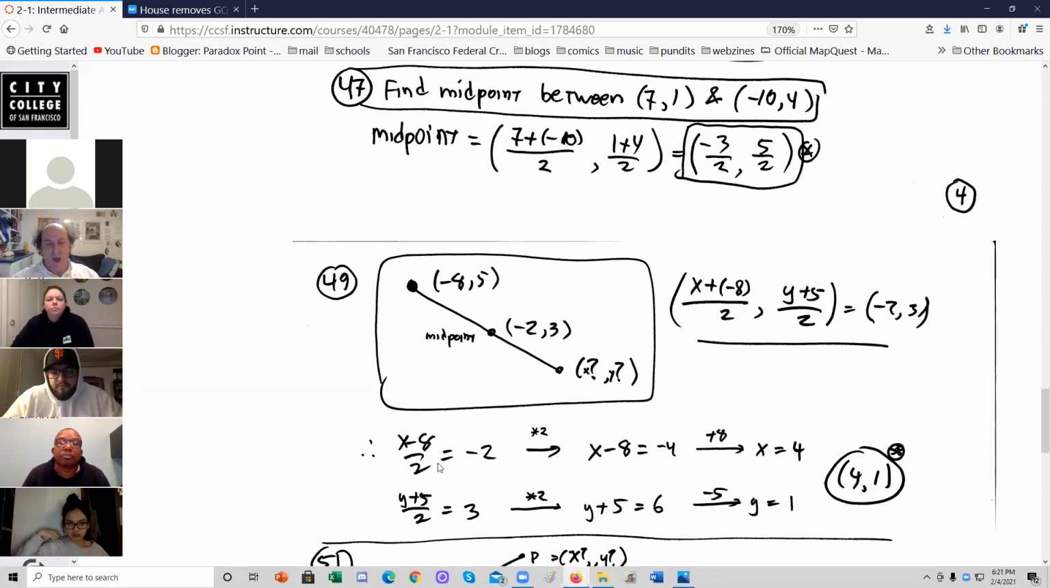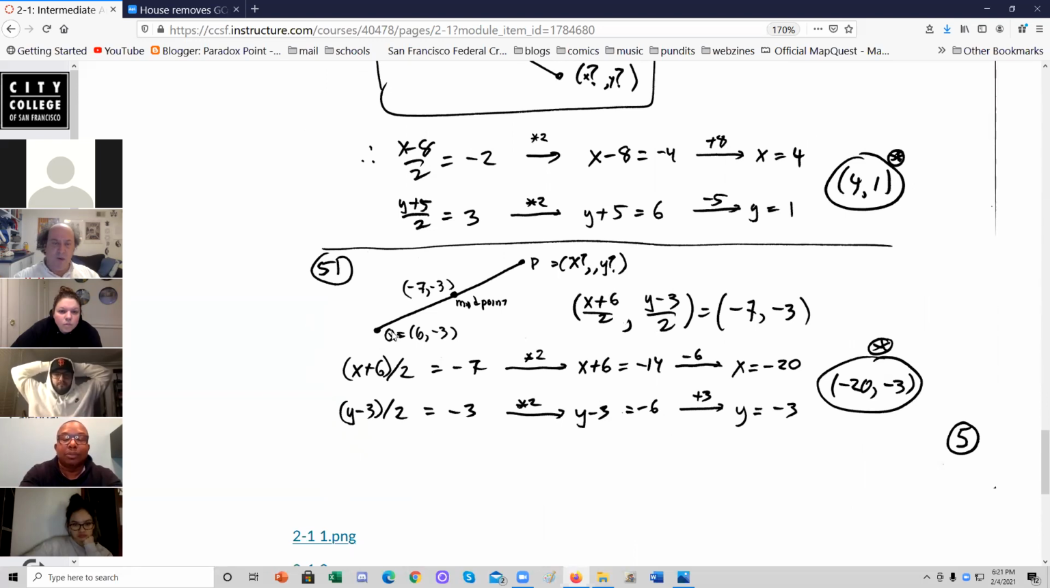All right, so here we go. We solve it. In each case, we multiply by 2 to transpose the 2. This becomes x minus 8 equals negative 4. This becomes y plus 5 equals 6. For this one, we add 8 to both sides and get x equals 8 plus negative 4, which is x is 4. Here we subtract 5 from both sides and get y equals 6 minus 5. That's 1. So this other endpoint is at 4 by 1.